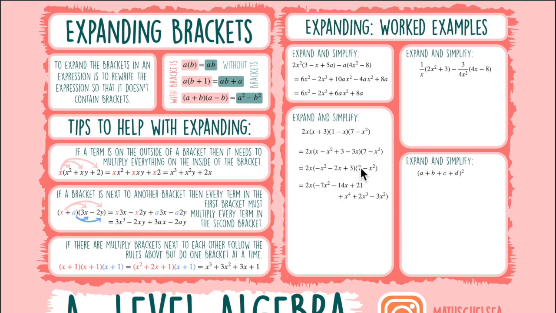And what I've done is I've taken this 7 and gone, right, 7 times minus x squared, there. 7 times minus 2x, there. 7 times 3, there. And then I've moved on to this minus x squared. So minus x squared times minus x squared plus x to the 4. Minus x squared times minus 2x, 2x cubed. And then minus x squared times 3.